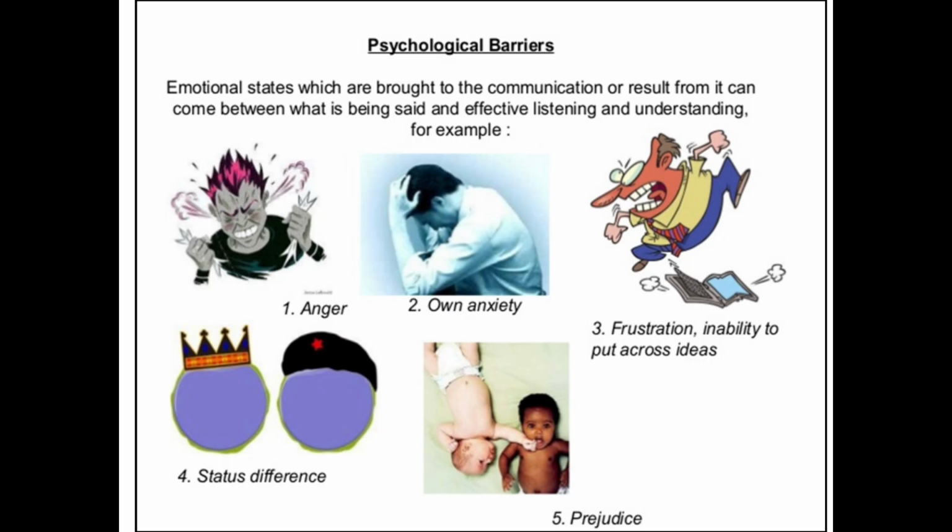Likewise, another person is suffering from anxiety. The third image shows frustration. The fourth image is on social status and social differences. If someone is from the upper class and the other is from the lower class, there is a big difference between their thinking. Because of their class differences, they have deep biases and prejudices towards each other. In that situation, the communication process may not be very fruitful.